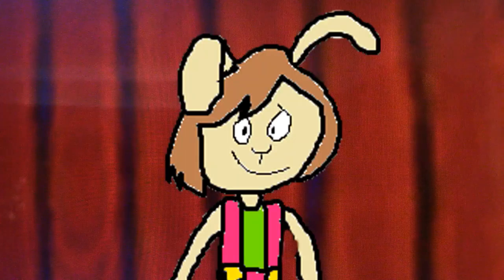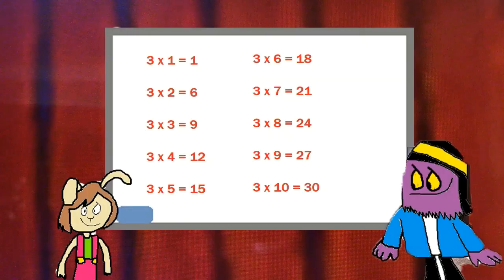Alright, June, you're next up to multiply by 3. So fast as a rabbit, let's see what you can nail. Alright, Jesse, but I gotta take it nice and easy, okay?